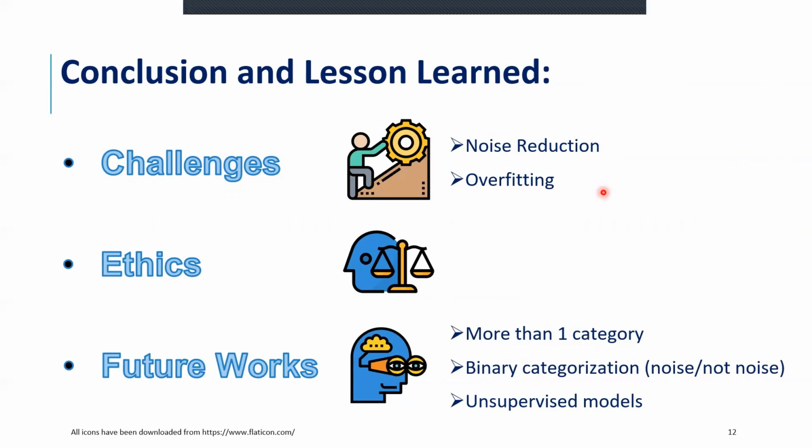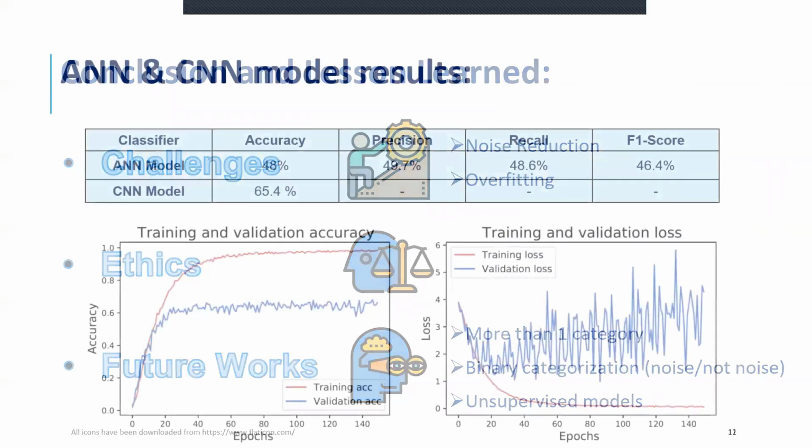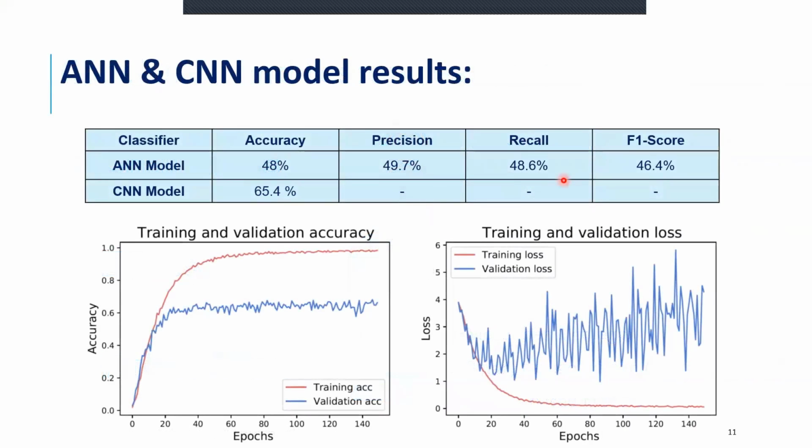And for the overfitting problem, as we can see in the previous slide, our CNN model started overfitting after about 20 epochs. So we tried to change the size of the training data set to close the gap between the training accuracy and the validation accuracy. But this is the best result we could reach so far.